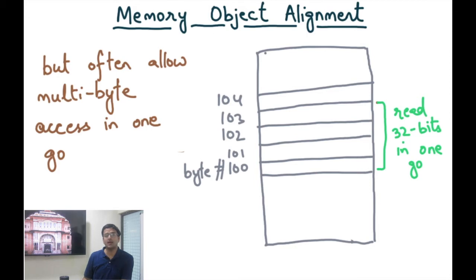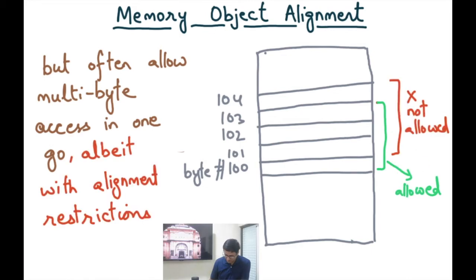But often memories have some restrictions on what 4 bytes you can read in one go, or what 8 bytes or 16 bytes. I'm just using 4 bytes as an example. So for example, memories may have alignment restrictions. They may allow you to read 4 bytes starting at address 100 in one go, but they may not allow you to read 4 bytes starting at address 101, because 101 is not aligned to a 4 byte boundary. 100 is aligned to a 4 byte boundary, but 101 is not. And so why would memories have this kind of a restriction? Well, that is just so that they can make their own implementation faster.